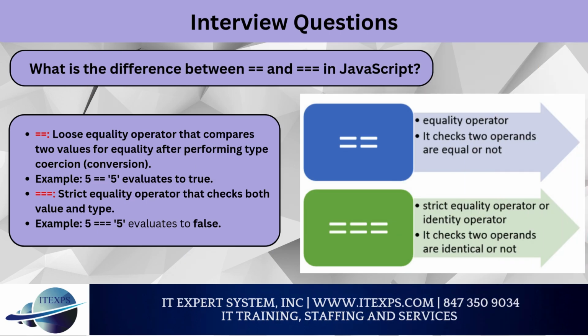What is the difference between double equals and triple equals in JavaScript? Double equals. Loose equality operator that compares two values for equality after performing type conversion. Example: 5 double equals "5" evaluates to true. Triple equals. Strict equality operator that checks both value and type. Example: 5 triple equals "5" evaluates to false.